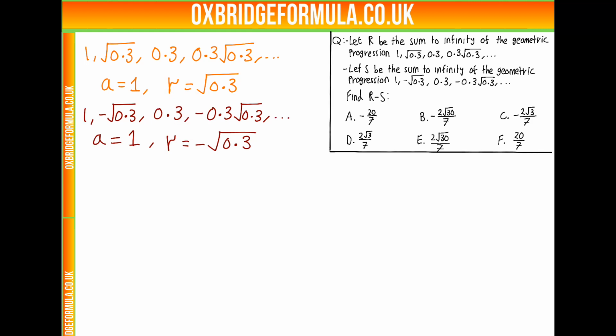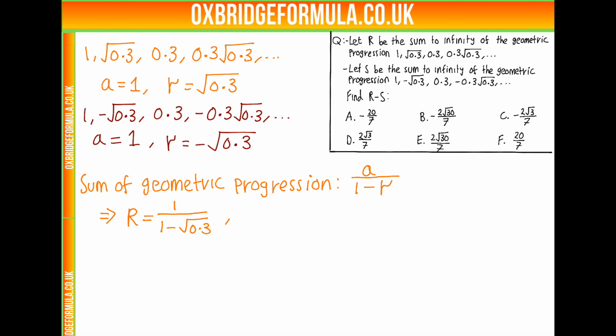Okay, so that's good. We've got to find r minus s, so it'd be very useful to find r and s if we can, and indeed we can, because we know a formula to work out an infinite sum of a geometric progression. Namely, a over 1 minus r gives it. So for r, we have 1 over 1 minus root 0.3, and for s, we have 1 over 1 plus root 0.3, because we're doing minus root of 0.3. So this is our r and s, and now we just need to find r minus s.